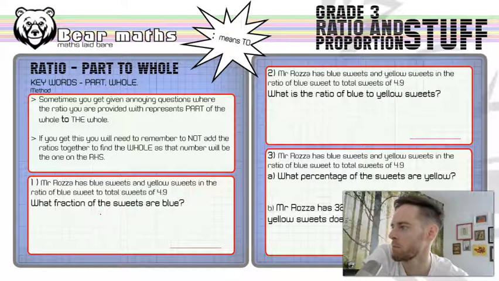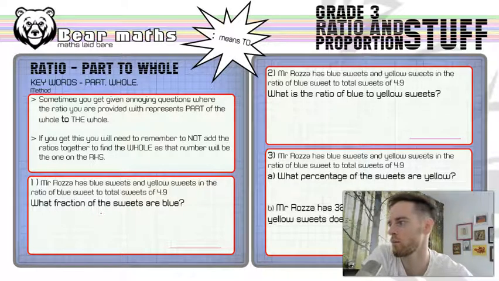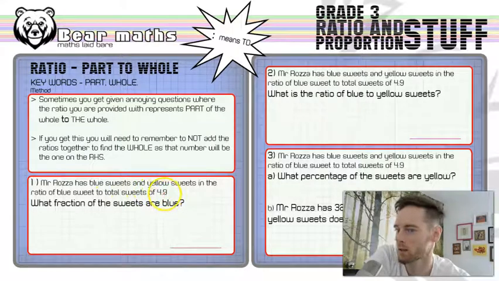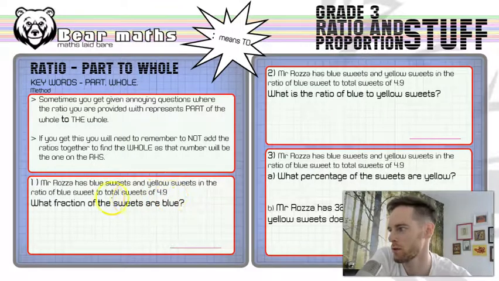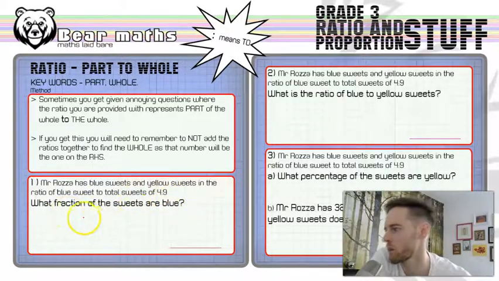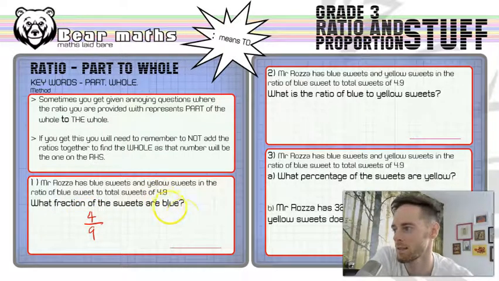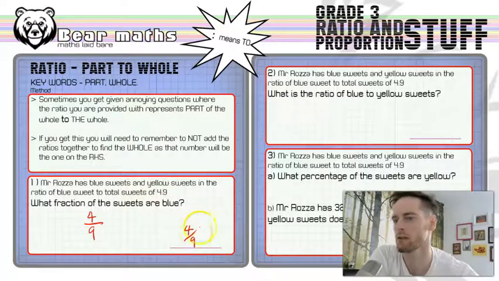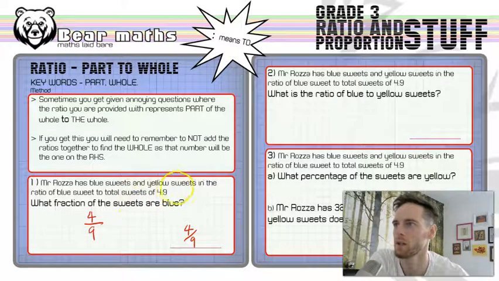So Mr. Rosa has blue sweets and yellow sweets in the ratio of blue sweets to total sweets of 4 to 9. All right. So 4 parts to 9 parts is not it. It's 4 parts out of the total 9, because that's the total number of sweets. So this left hand side is included within the right hand side's number. So what fraction of the sweets are blue? Well, there are 4 blue sweets out of 9. All right, and that is it. That is all you have to do. That's the fraction of sweets that are blue. That is not that complicated as long as you read the question very, very carefully.